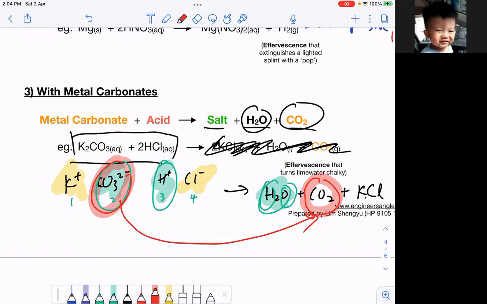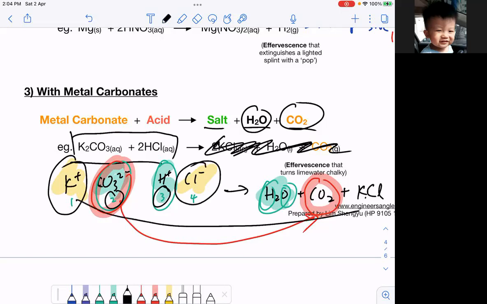That means this term, the second and third, these 2 and 3 are somehow involved in my final product already. But who have I not used at all? I haven't seen the appearance of potassium. I haven't seen the appearance of chloride. So they must become the salt.